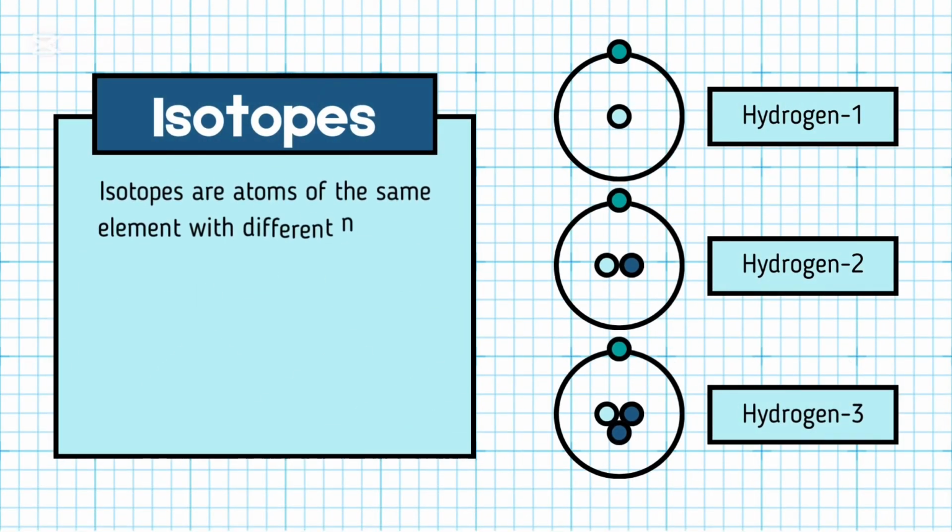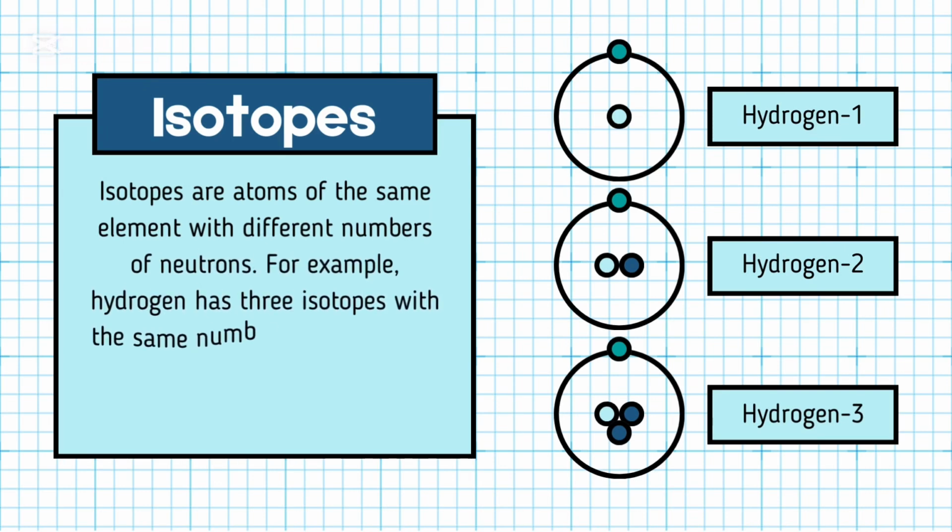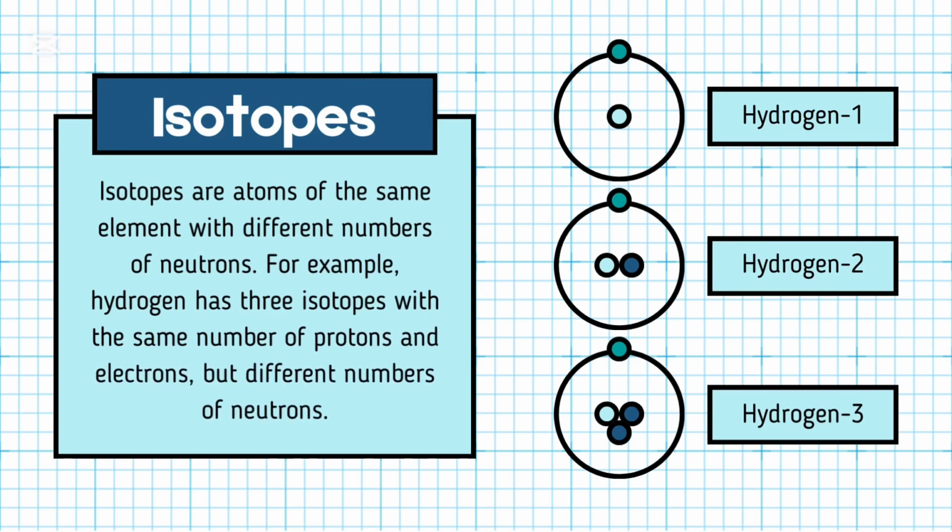Isotopes. Isotopes are atoms of the same element with different numbers of neutrons. For example, hydrogen has 3 isotopes with the same number of protons and electrons, but different numbers of neutrons. Hydrogen 1 has 1 electron, 1 proton, and hydrogen 2 has 1 electron and 1 proton, but it has 1 neutron also.